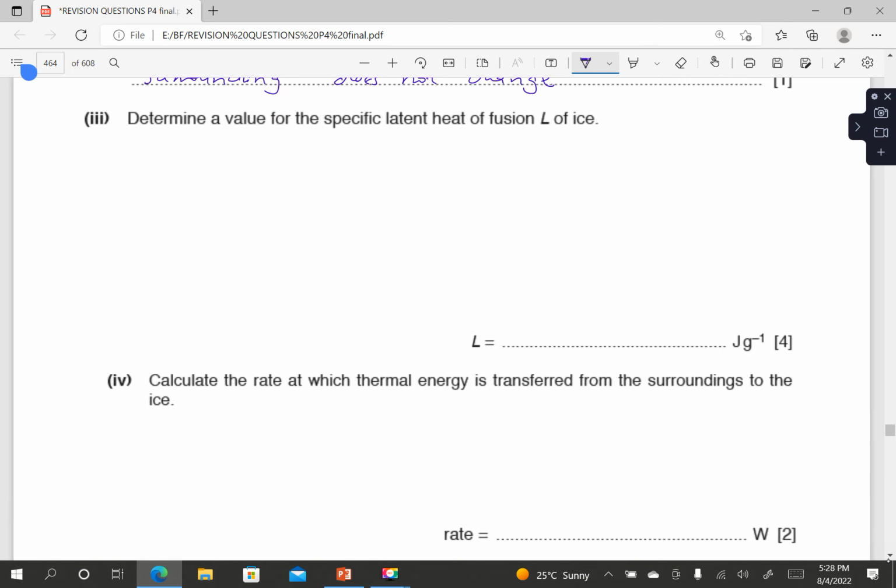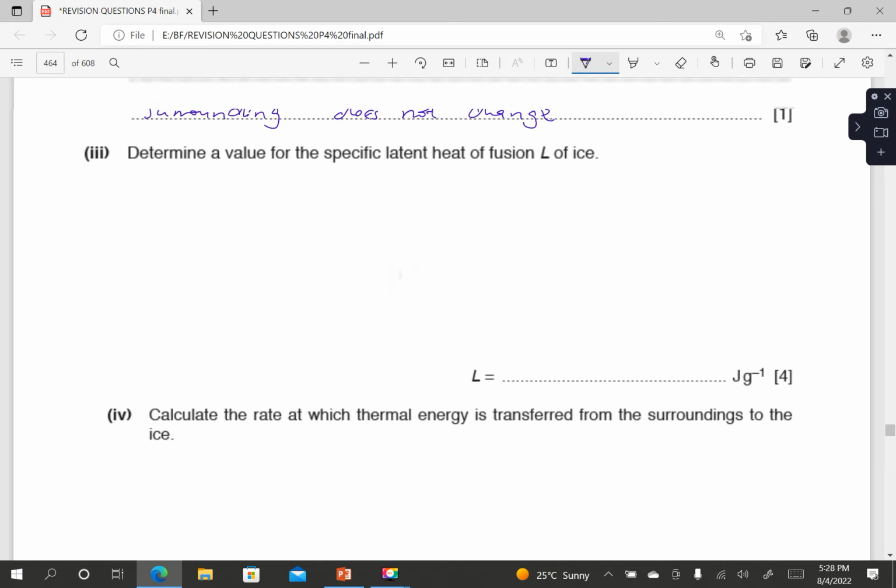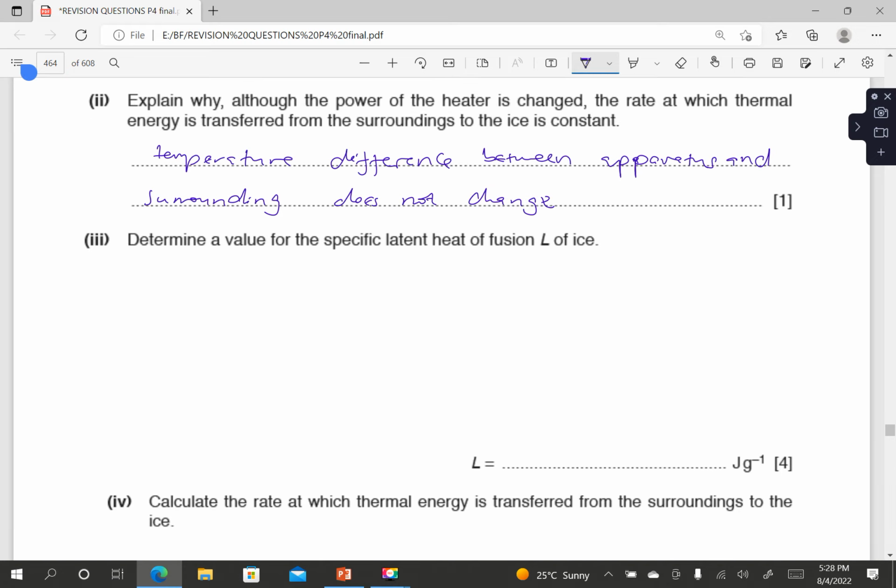Then determine a value for the specific latent heat of fusion. Now note that this is ice. Ice in most cases is at a temperature less than the surrounding. Therefore, it is going to absorb energy from the surrounding. So note that the amount of heat supplied Q is equal to power times time, which is going to be IVt. But note that ice absorbs heat from the surrounding. I'll call the heat absorbed from the surrounding capital H.